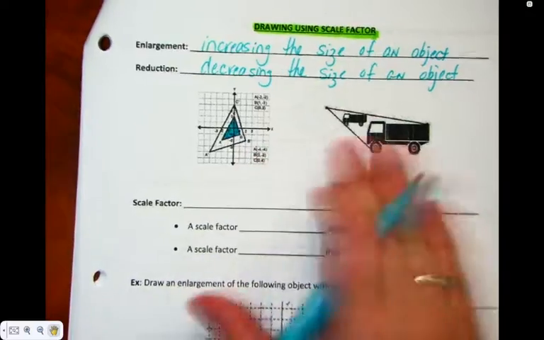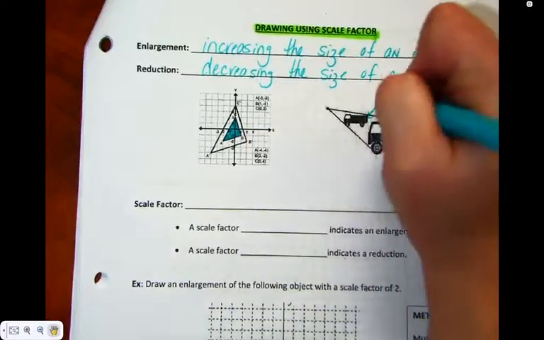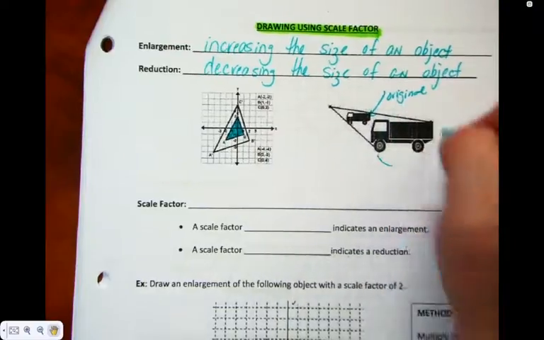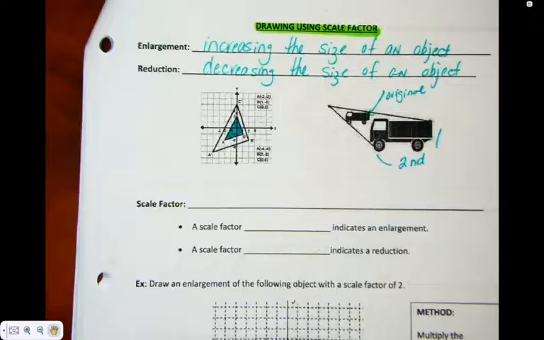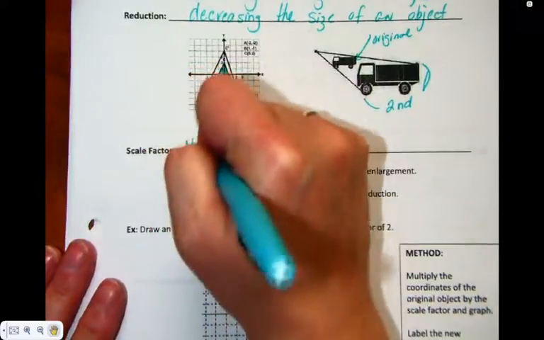When it's not on a coordinate plane and it's just a drawing like this, how do you know which one's the original? The one that's inside as well, so this would have been our original. The one where the lines end would be the second one. Did we reduce it or enlarge it? Enlarge. Scale factor is the number that we multiply by.